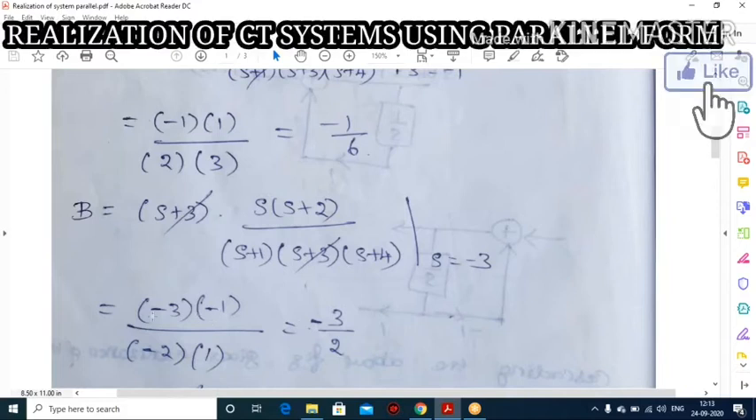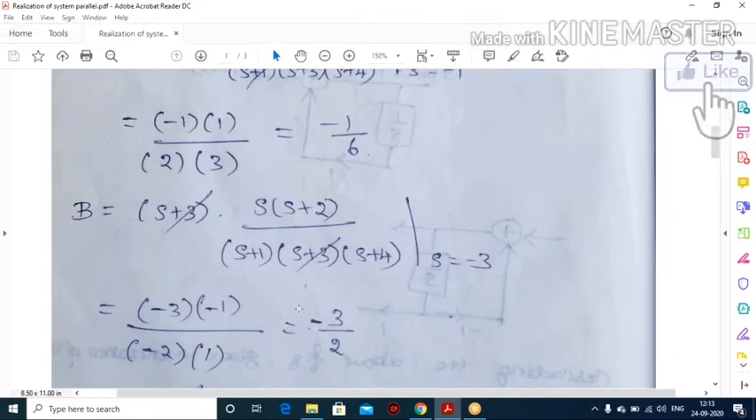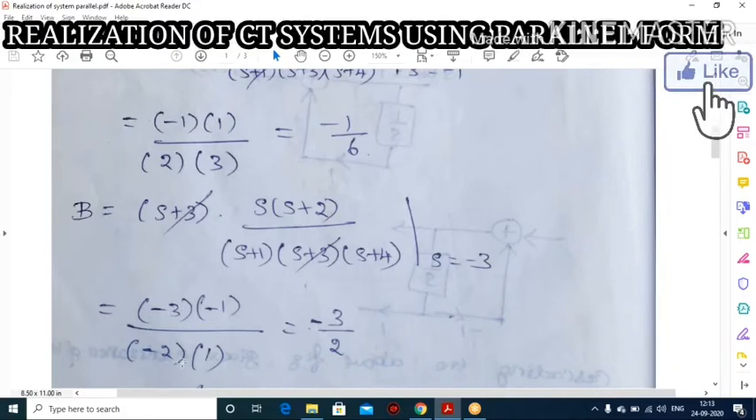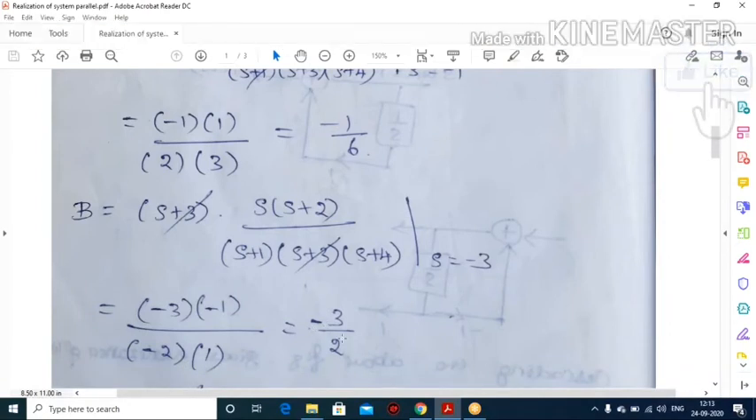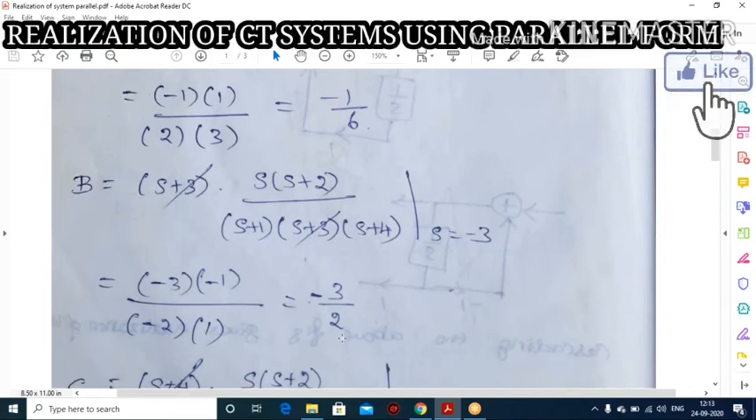So now what do you get? Minus becomes plus. So 3 into 1, 3 divided by minus 2. So minus 3 by 2. This is your B value. Similarly, calculate the C value.